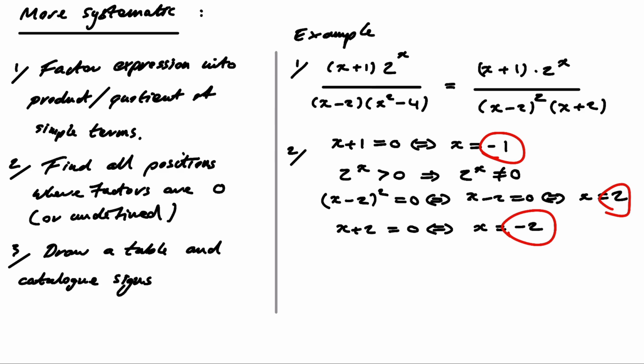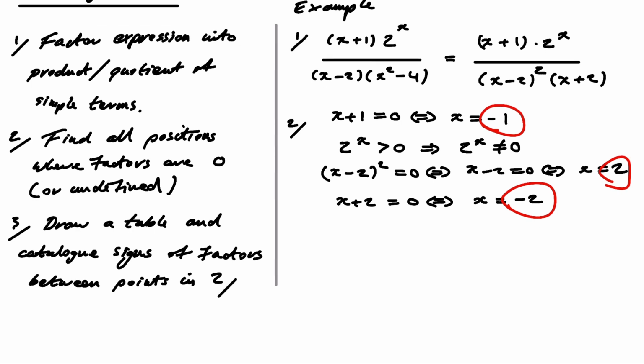Catalogue the signs of the factors between the points, the points in 2, the ones we've just found. Okay, so let's do this. Step 3.